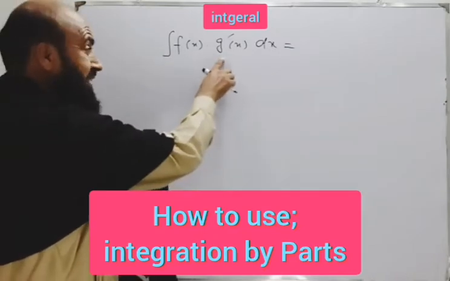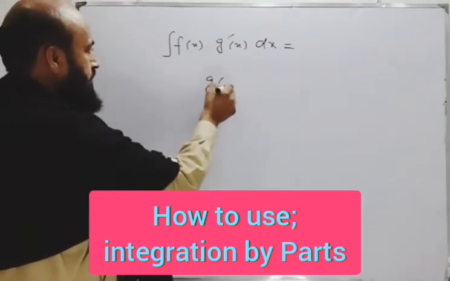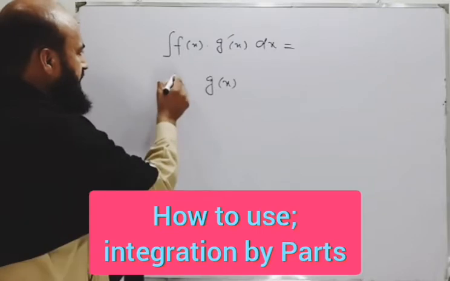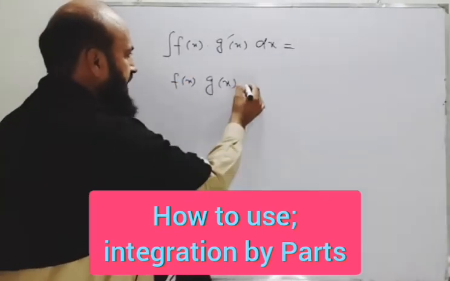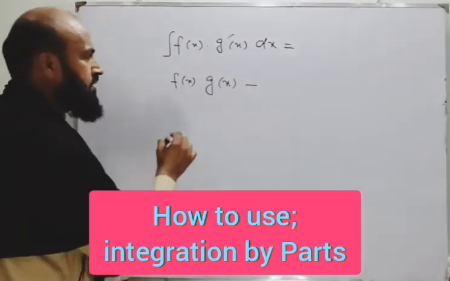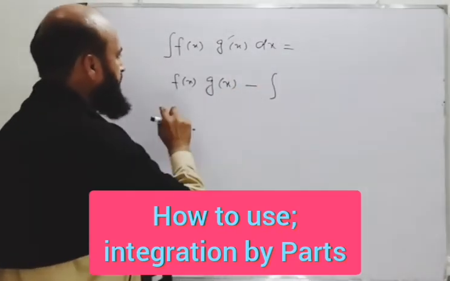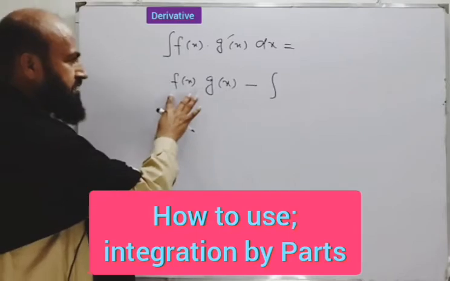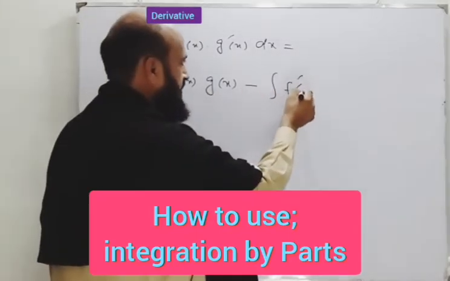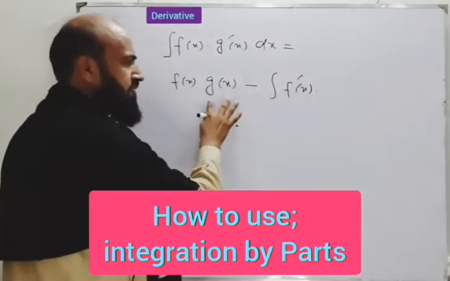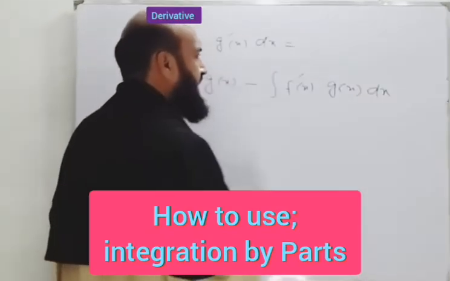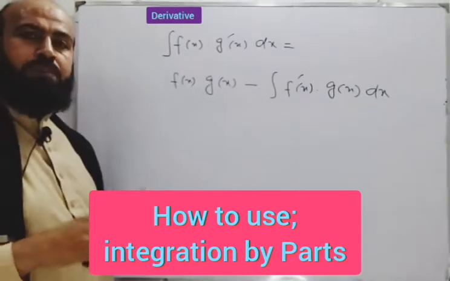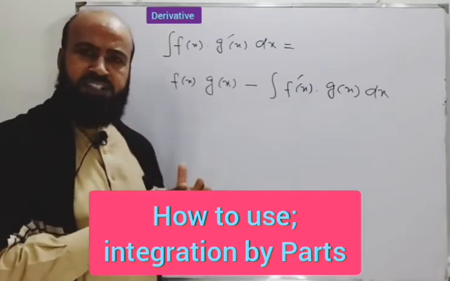So when we find the integral, this will become g of x, and this f of x will remain as it is with it. Then we have the negative sign, and the integration of the derivative of this function f of x. So the differentiation of the function f of x, and this function g of x will remain here as it is. So that's how we have to use and apply this technique of integration by parts.